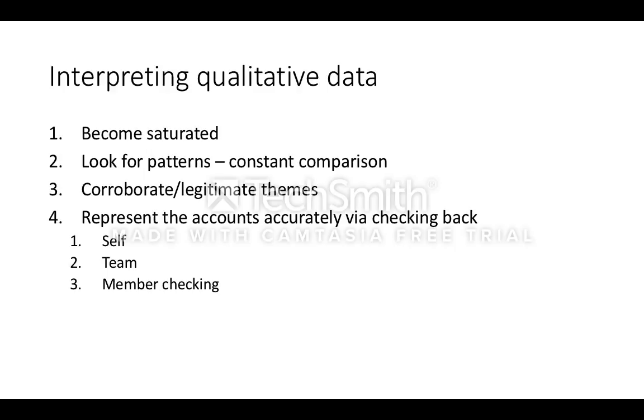So in interpreting qualitative data, it can be a very immersive process. We're reading through all the transcripts, looking for patterns, making comparisons as we go, and then checking back in with ourselves, that reflexivity piece that's so important, with our team, and with what's called member checking, or going back to the participants, to the communities you're working with and saying, am I understanding this correctly?